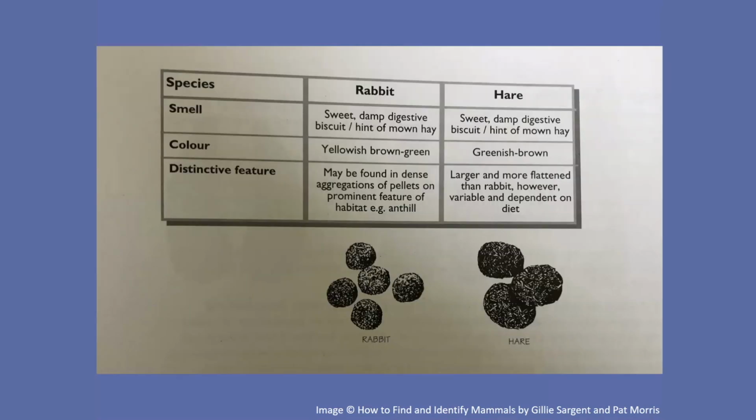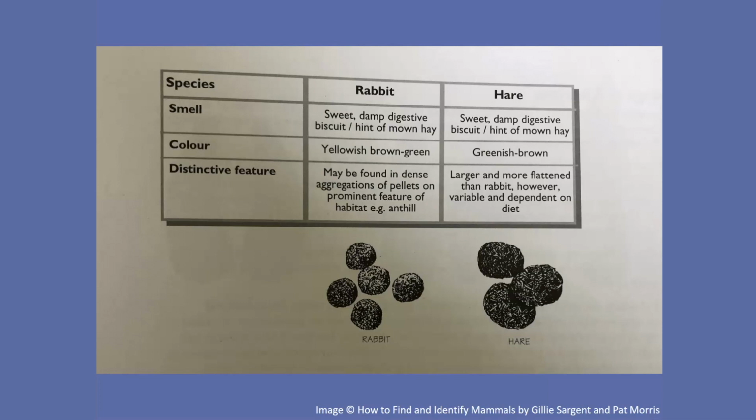Rabbit and hare. Rabbit is probably the dropping that everybody's most familiar with. And hare is very, very similar, but larger. And it does say in the description here that it's often more flattened as well.